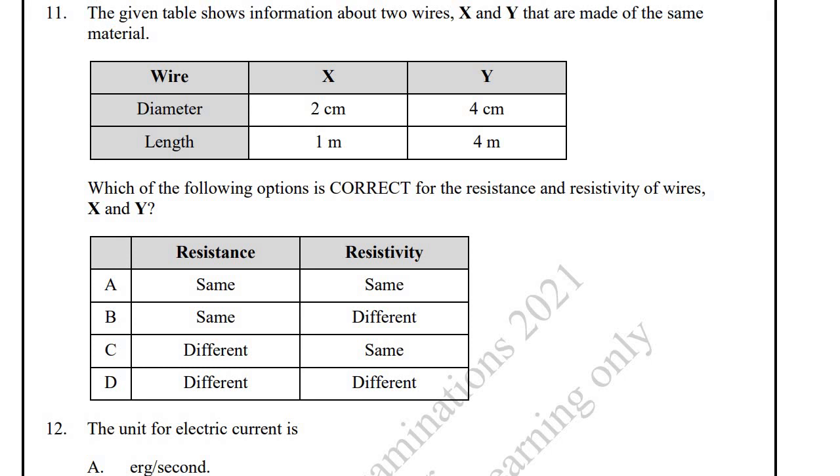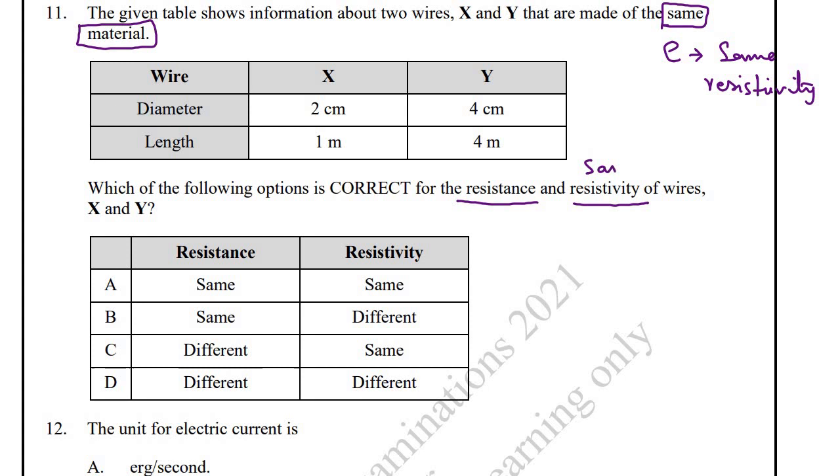Let's see question number 11. The diagram, the given table shows information about two wires X and Y that are made up of same material. So the two metal wires are made up of same material. This means that their resistivity will be same. The symbol rho represents resistivity. So resistivity depends on the nature of the material. So these two wires with different length and different diameter will have the same resistivity. In the given options we have to identify the correct option about the resistance and resistivity. So resistivity will be same because both wires, though of different length and diameter, are of the same material. So option C and A could be the right answer.